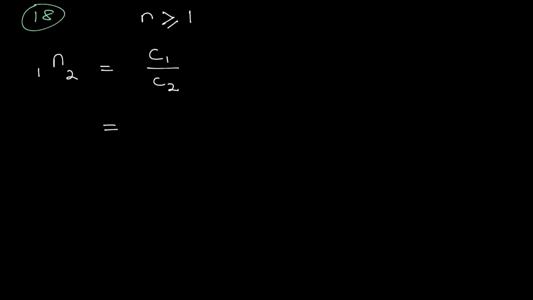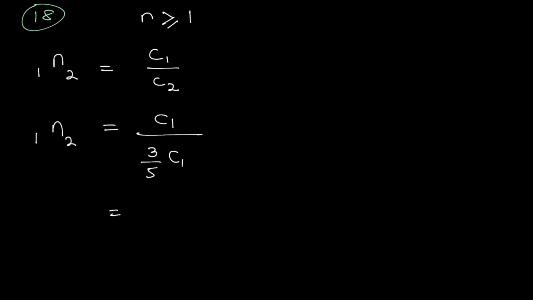But the question says C2 is 3/5 of C1. So C1 over 3/5 of C1, that's what C2 is. So that's 1 and 2.